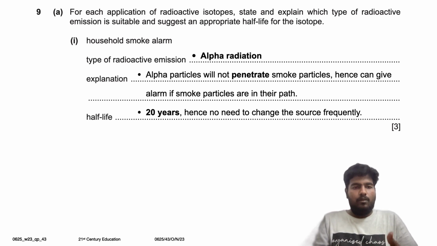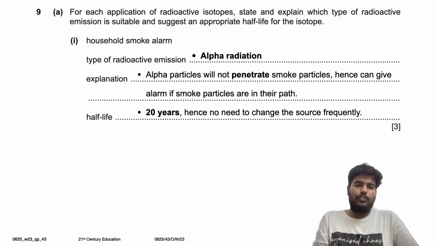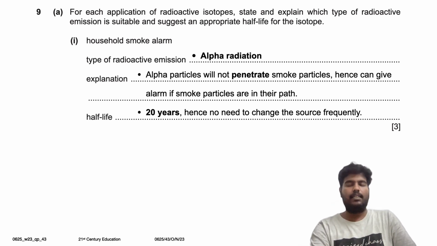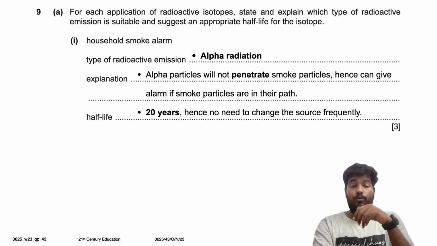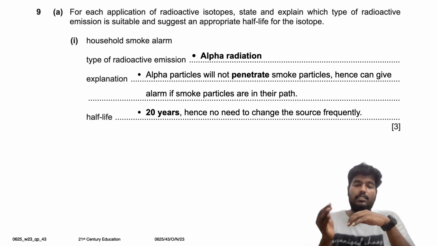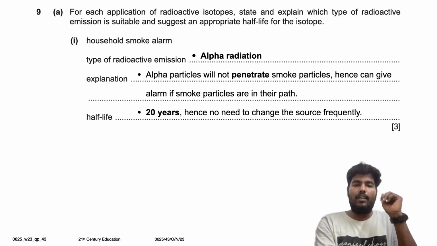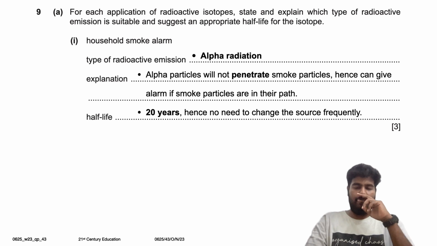And how about the half-life? A long half-life means I do not need to change the radioactive source often in the smoke alarm. One more benefit of using alpha particles is that, since they are not very penetrating over long distances, they will not affect humans in the long range. Okay, next question.